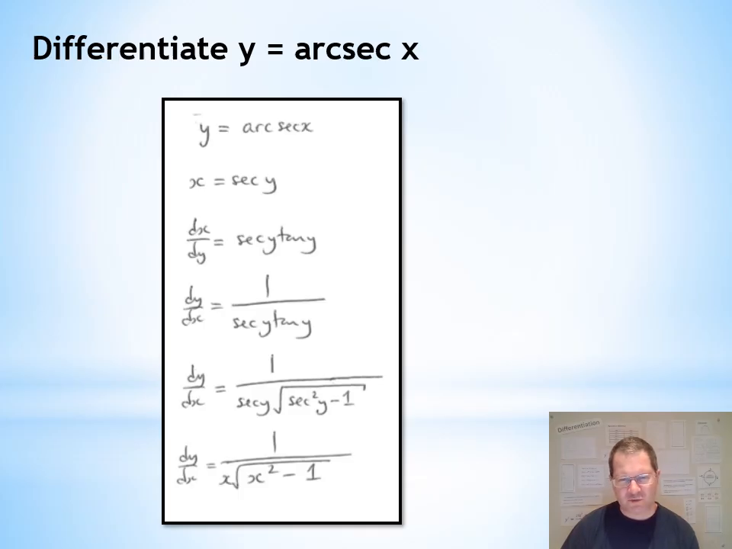Sec y itself is alright because we know that will be x, but for the tan y, again using the same substitution as in the previous slide, we know that tan squared y plus 1 equals sec squared y. So tan y itself is the square root of sec squared y minus 1. So now we've got everything in terms of sec y's, and we can replace the sec y's with x's. So dy by dx is equal to 1 over x times the square root of x squared minus 1.